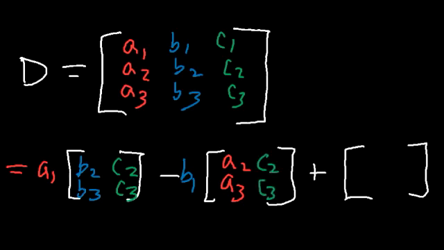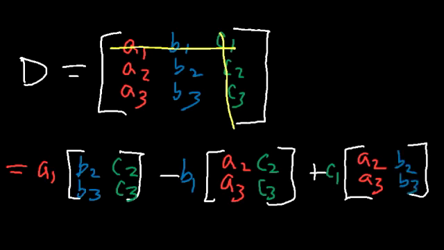Now for the last matrix, we need to get rid of c1. So eliminate the row and the column associated with c1. So it's going to be what's left over, a2, a3, b2, b3. And you know how to find the determinant for a 2 by 2 matrix. So for example, the first one is going to be a1 times b2 times c3 minus b3 times c2.